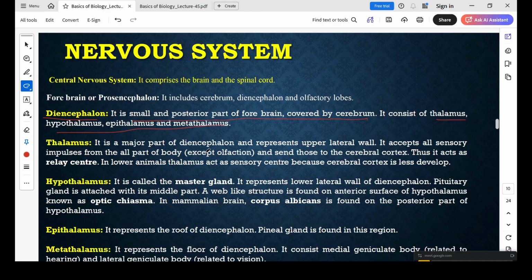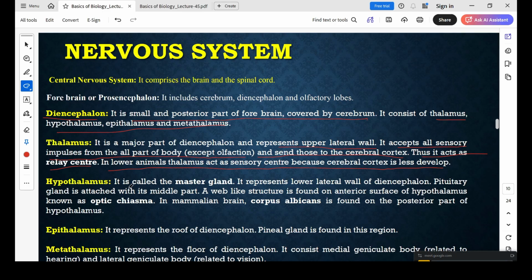Thalamus is the major part of the diencephalon and represents the upper lateral wall. It accepts all sensory impulses from all parts of the body except for olfaction and sends them to the cerebral cortex. Thus it acts like a relay center. In lower animals, thalamus acts as a sensory center because the cerebral cortex is less developed. So whatever information comes in from the body goes through the thalamus into the cerebral cortex.